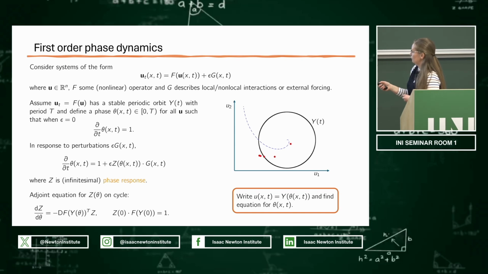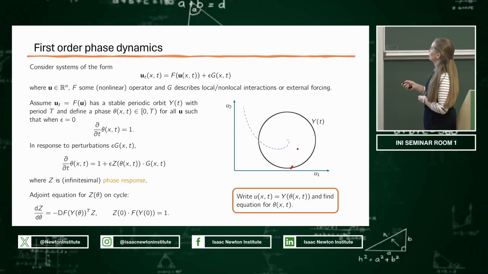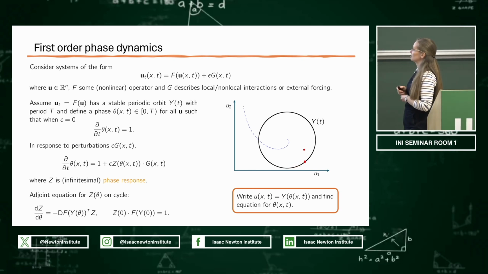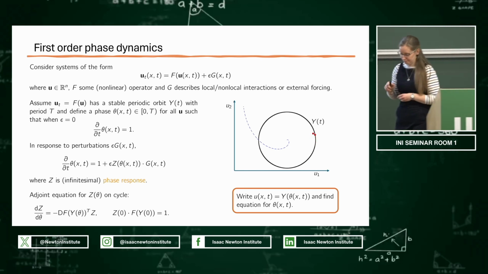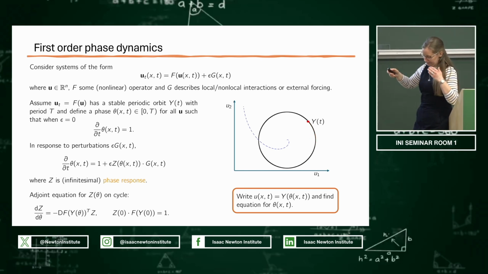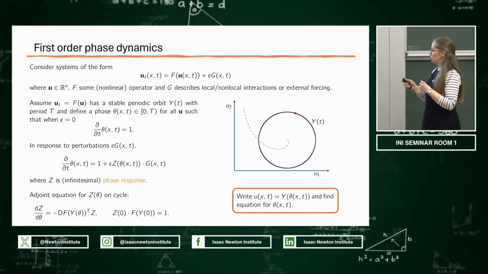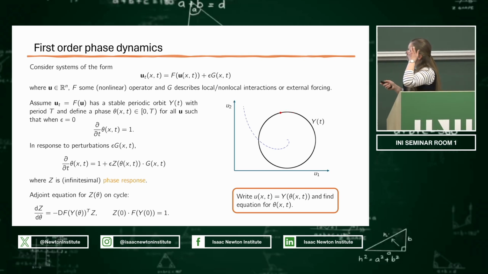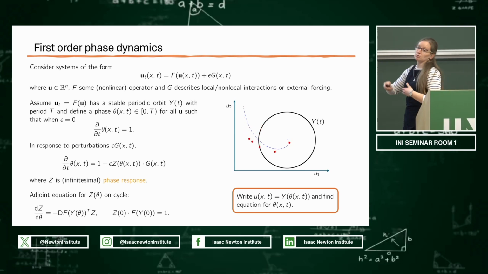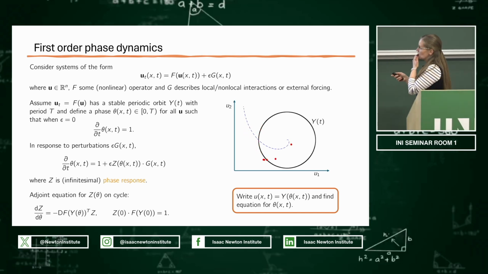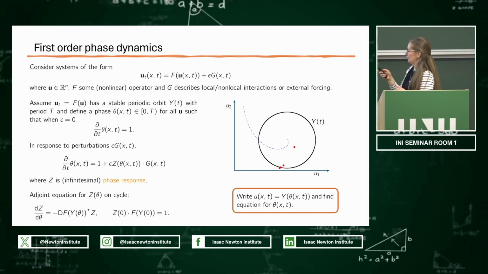If we write what our G is in terms of theta and phi, and we assume that we're staying on the cycle, then we can find an equation for beta. All of this assumes that the perturbations are small, so we never move far from the limit cycle. So we can evaluate the phase response only on cycle, and basically U always stays on the limit cycle.